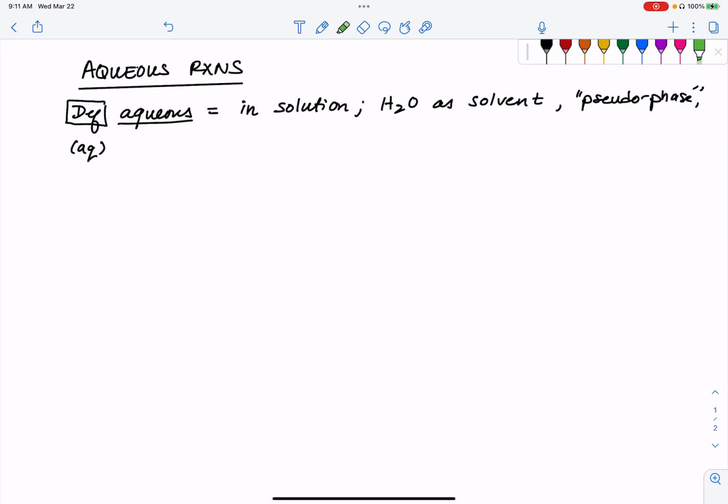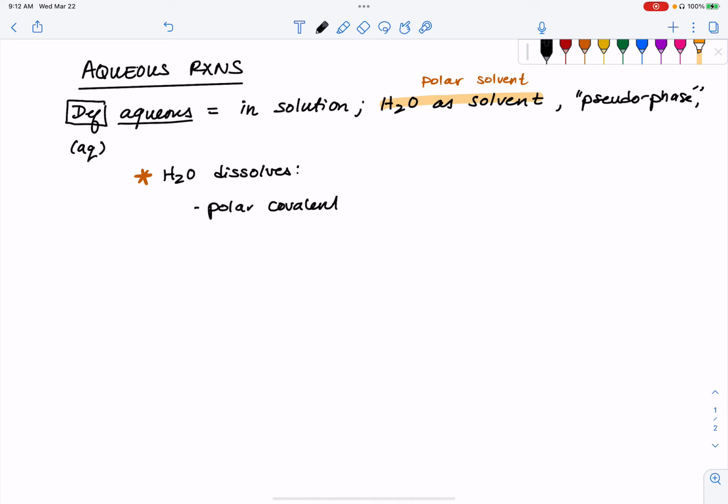Now let's remind ourselves about what's going on when we have water as a solvent, recalling that water itself is a polar solvent. So from our electrolytes lab, we know that polar solvents can dissolve polar covalent solutes and also ionic solutes or ionic compounds.